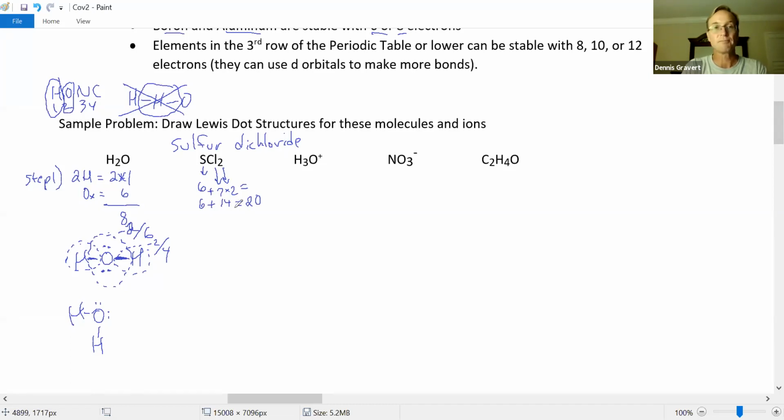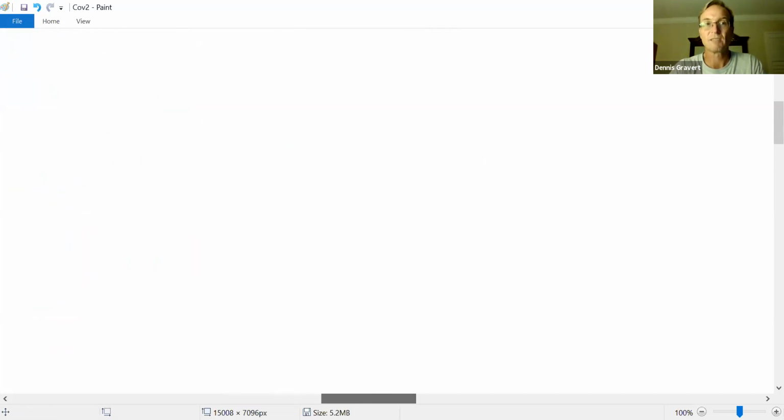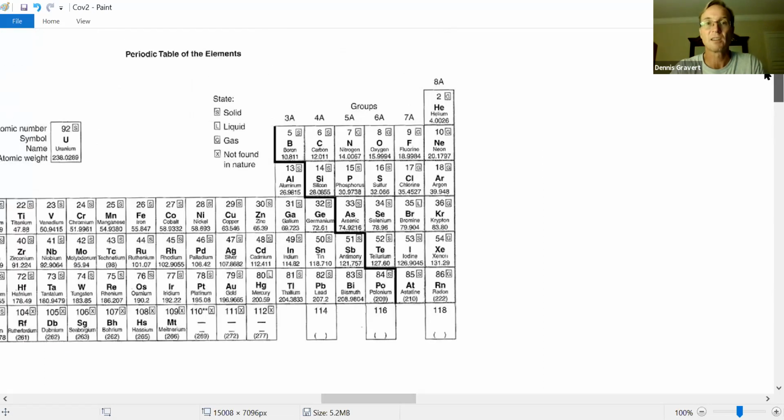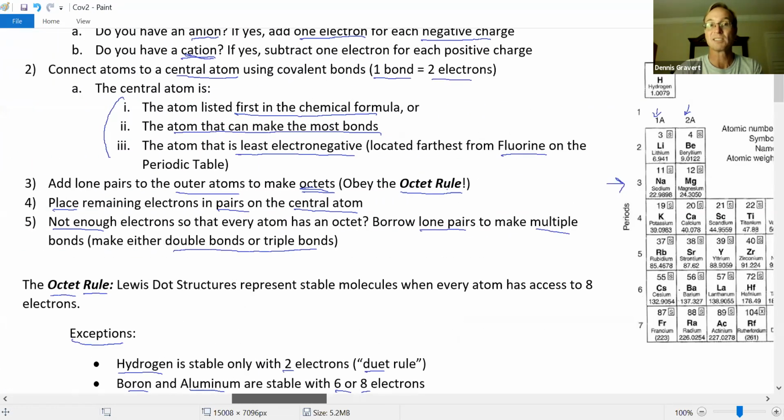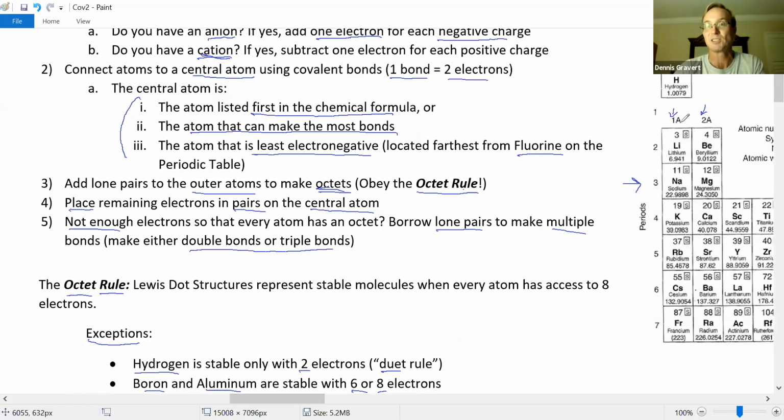Okay, central atom. Try the first element listed, sulfur, and it turns out that works. How about the atom that makes the greatest number of bonds? Well, what would we predict for sulfur? Sulfur is in column 6. It wants 2 more to be like argon, the noble gas, 2 more to get to 8. So sulfur is going to make 2 bonds. Chlorine just wants 1 bond. It's a halide, and it only wants 1 bond. So the sulfur atom makes more bonds than the chlorine atom. That's another reason why it should be the central atom.